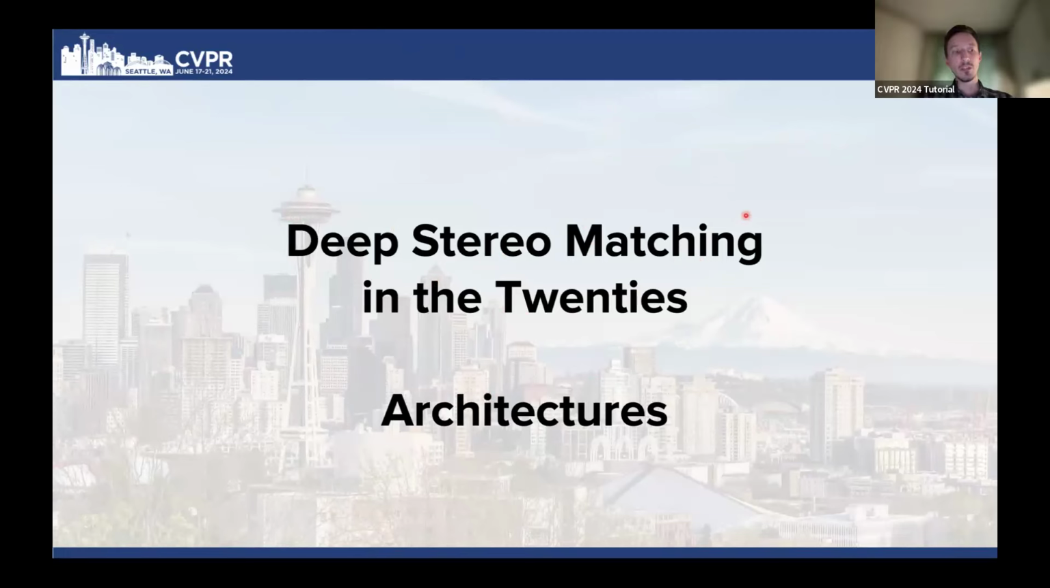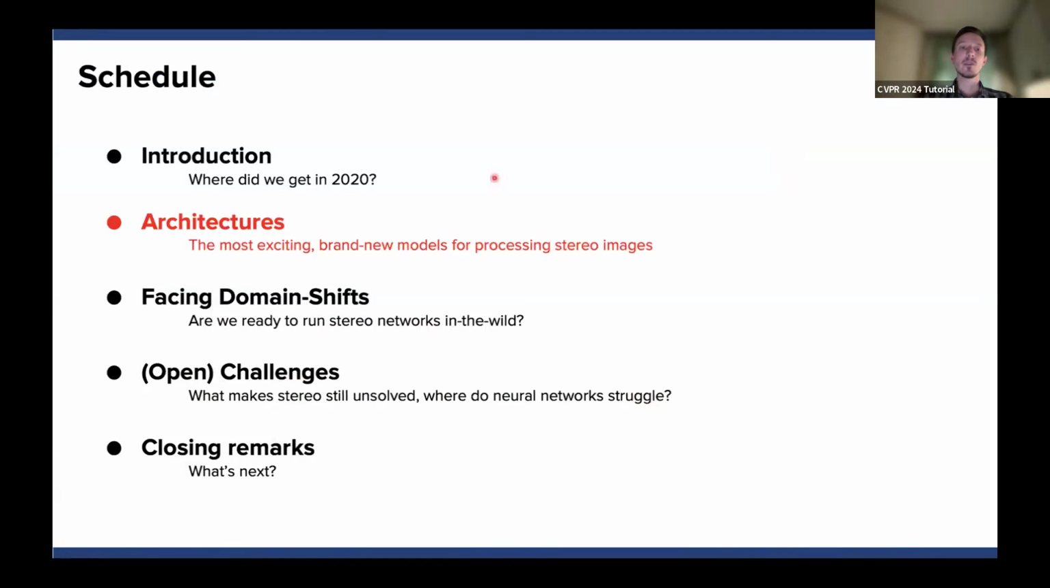Okay, so this part will take about 40 minutes, something like that. And maybe after this part, we can anticipate the break to allow you to have a coffee. And again, in this part, we will focus mostly on what really made the difference in the last 5 years. Because as you have seen in the introduction, we got a very large improvement with respect to everything we got before the 20s, in particular in terms of generalization and robustness to domain shifts.